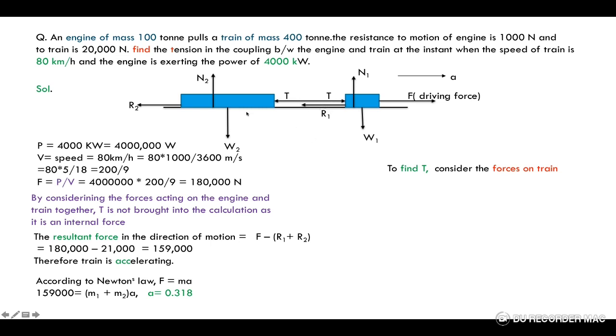So T minus R2 will be equal to ma. Here we will use only the mass of the train. So T minus R2 is equal to ma. A is this, we already calculated. So we can see T will be this plus R2, which will be this.